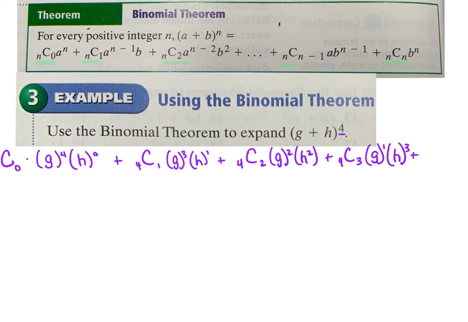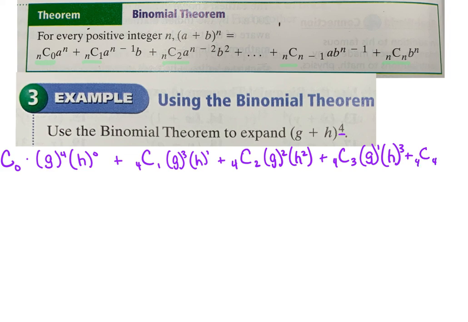Still running out of room here. All right. And so when you put these in to the calculator, 4 things taken 0 at a time should be a 1. All right. And so you have 1 times g to the 4th times 1, which is g to the 4th. 4 things taken 1 at a time should be 4. So you're going to have 4 g cubed h.